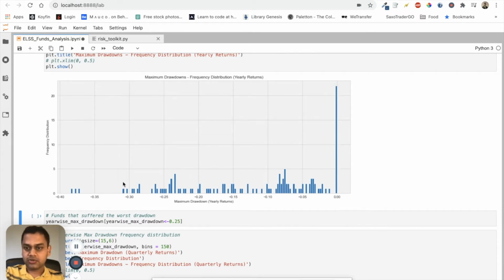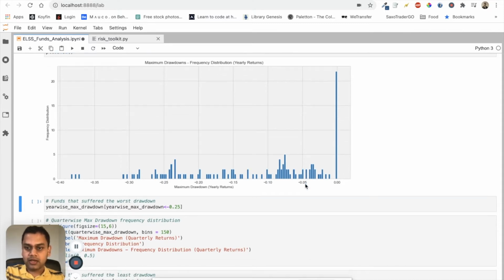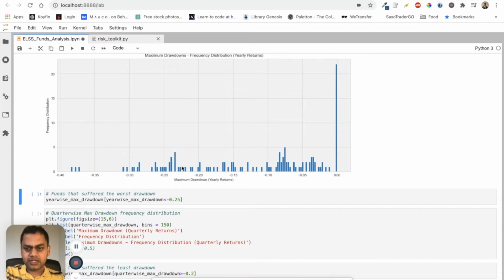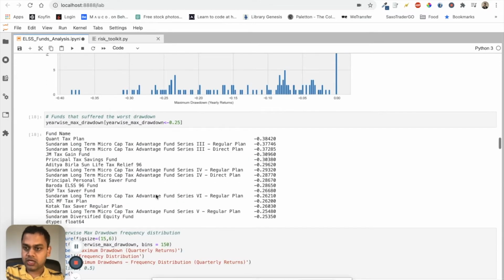But you can see the drawdown profile for the rest of the funds. They're a bit all over the place. We are especially interested in those funds which are past this particular point, which is 25% drawdown. These funds suffer the worst possible drawdown. Let's look at what they are.